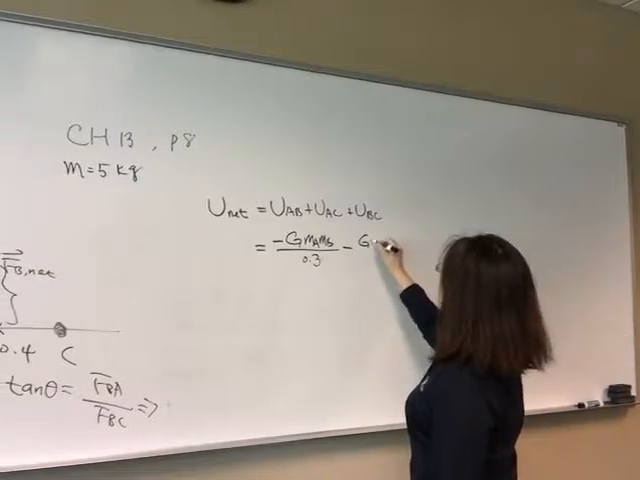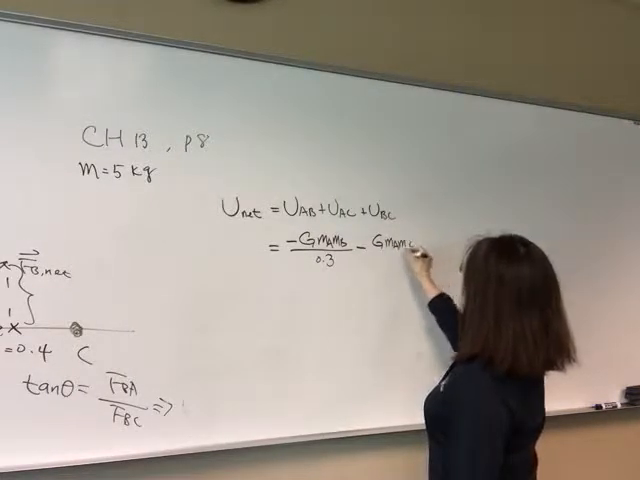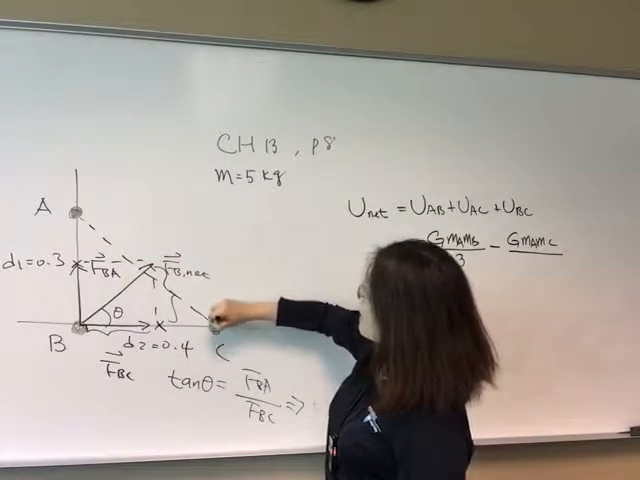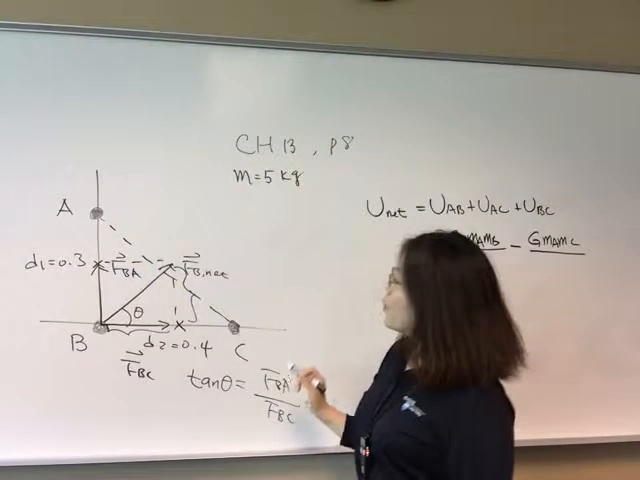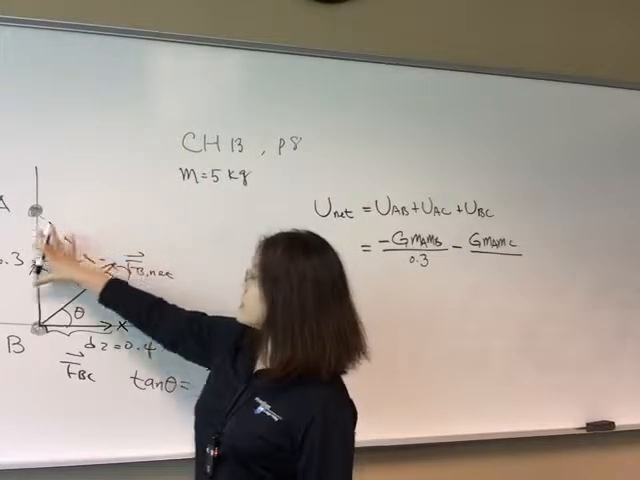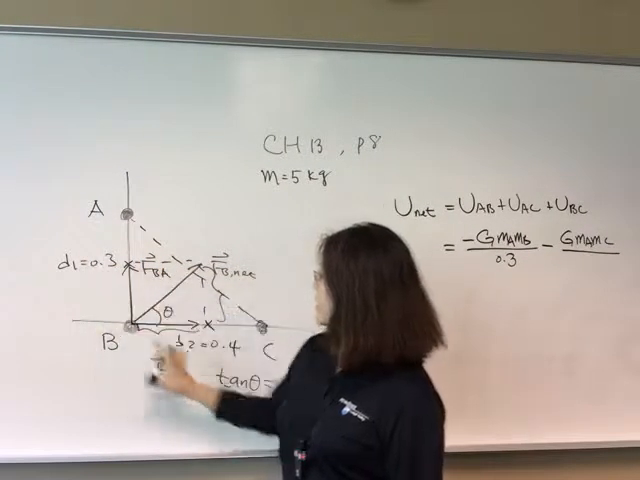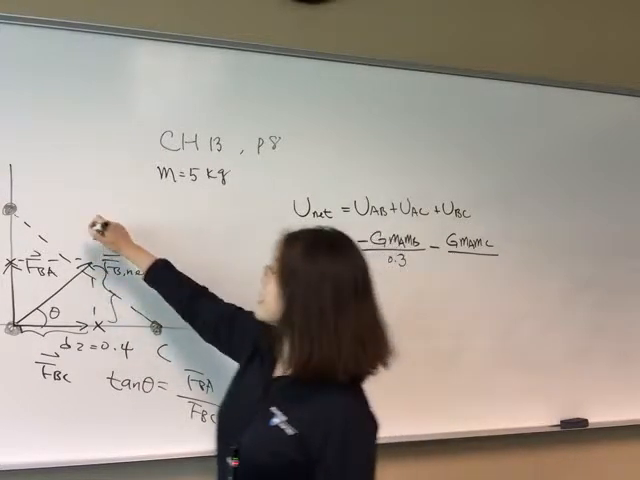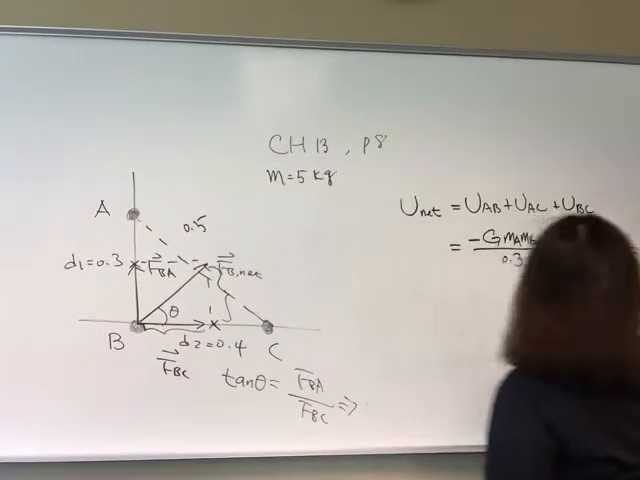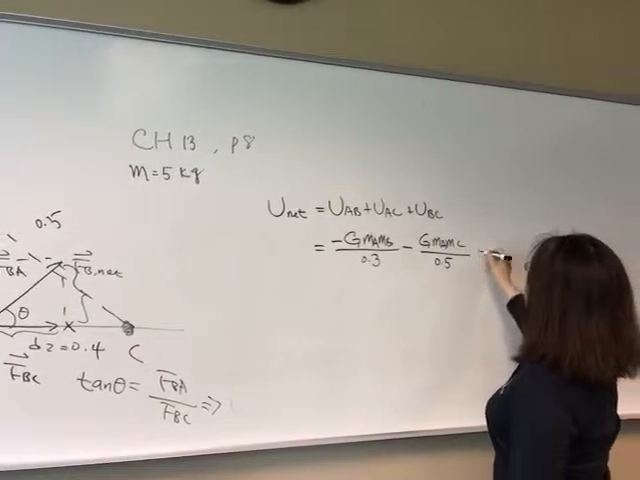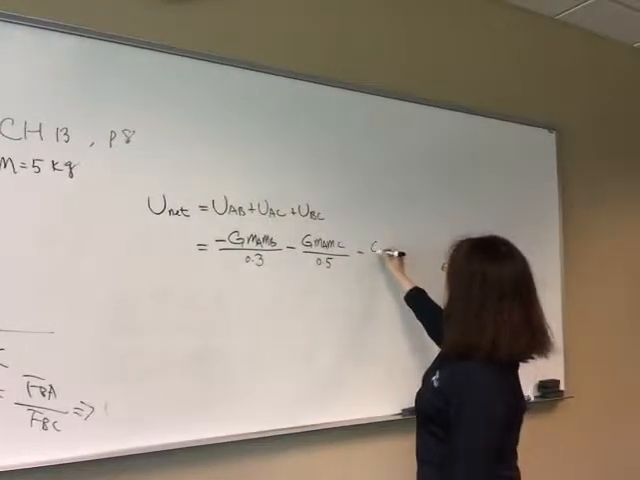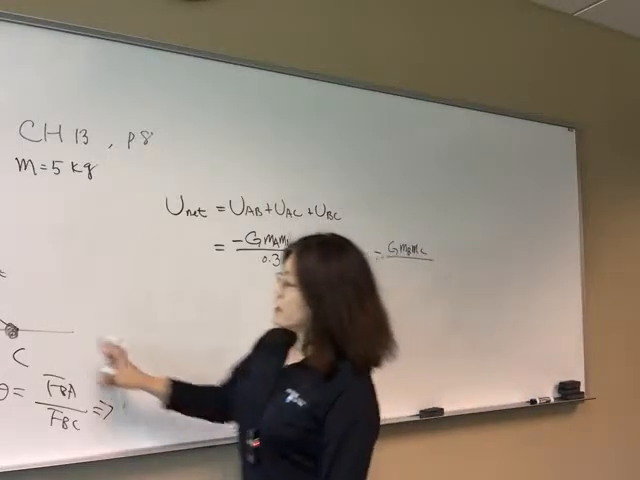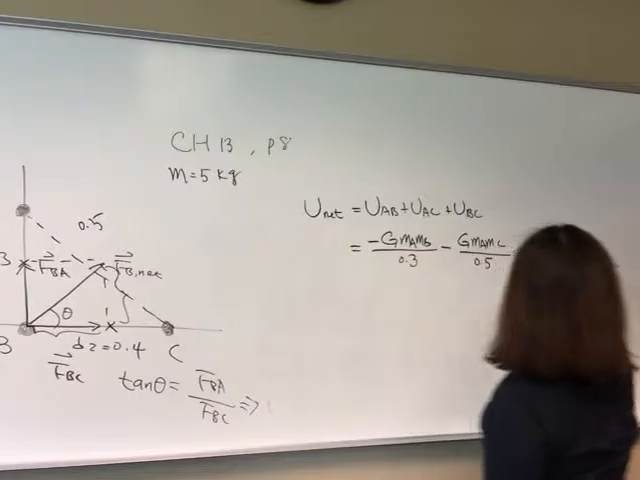And then minus G, MA, MC, over the distance between A and C, the distance connecting point A and point C. We can use trigonometry. This is 0.3, this is 0.4, so you punch your calculator, you can calculate what this hypotenuse is, and this is 0.5. Okay, so we have 0.5 here. And then minus G, MB, MC, and the distance between them is 0.4.